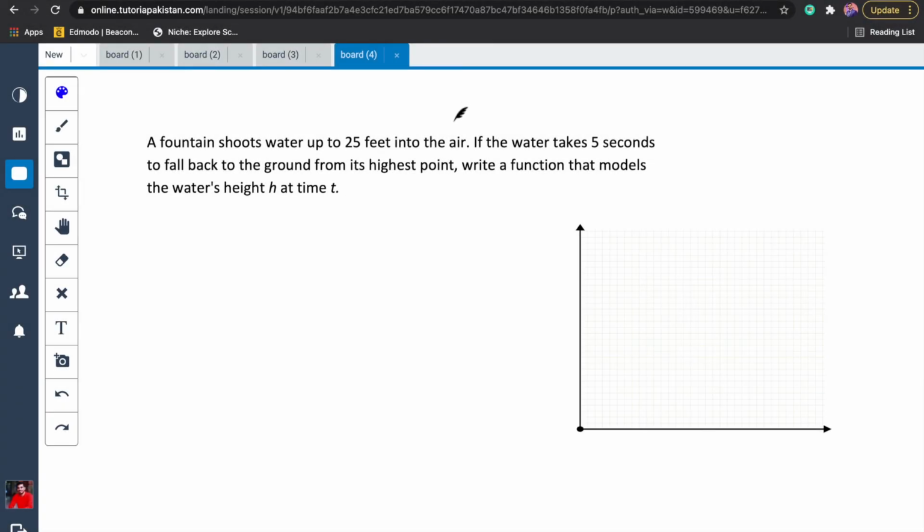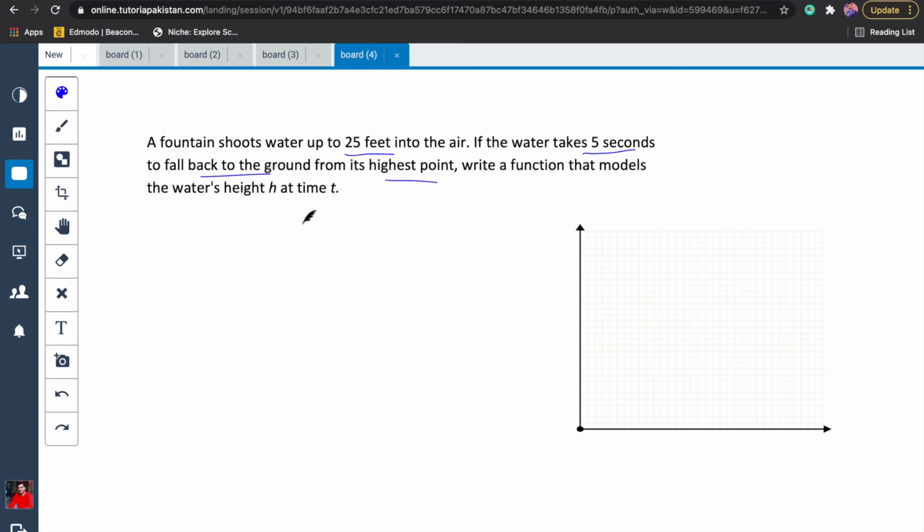And I found another very interesting question. Trust me, this one is interesting. Let's have a look. A fountain shoots water up to 25 feet into the air. If the water takes 5 seconds to fall back to the ground from its highest point, write a function that models the water's height h at time t. So we have to basically come up with the equation.